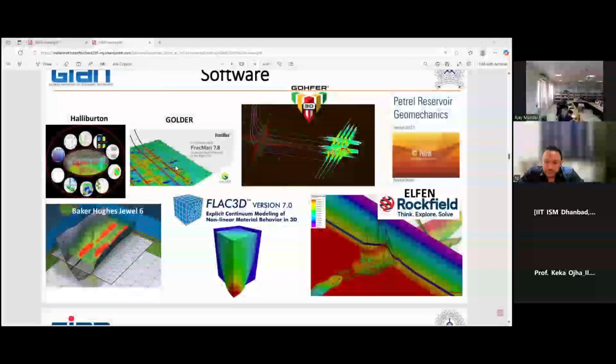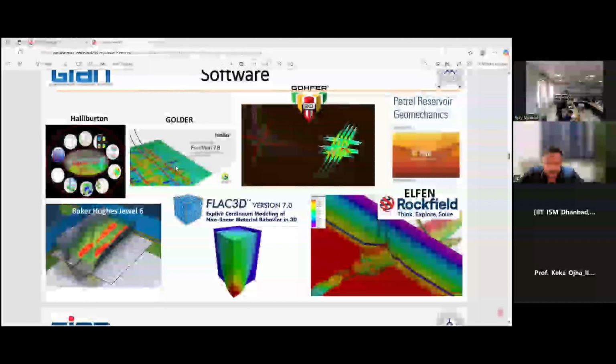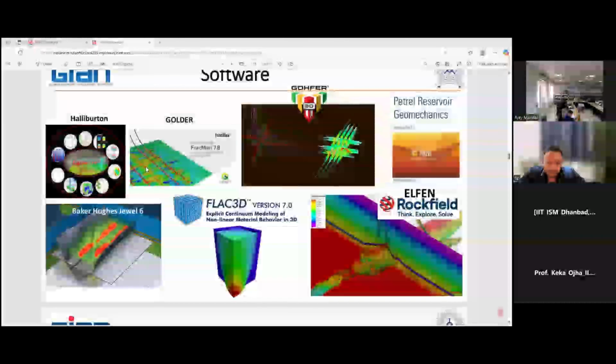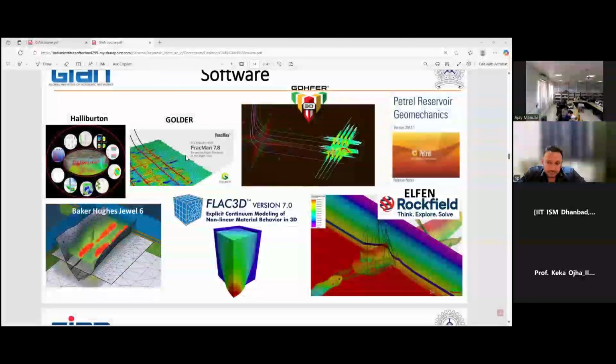So this is one of the best software if you want to model your natural fractures that you measured from your outcrops or from the core data. Okay. So you make your natural fractures, then you pump your fluid into this software, and then you get the extent of the hydraulic fractures. Okay. So geologically, this is the most realistic one.